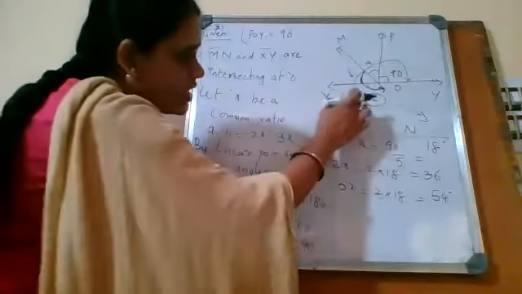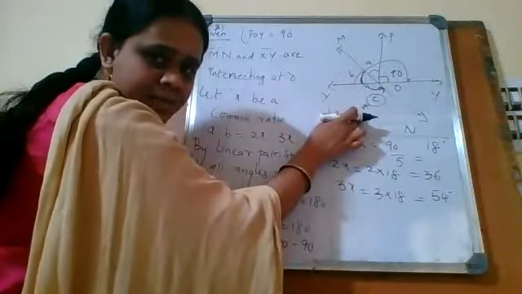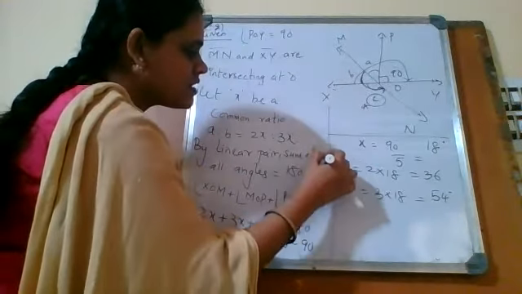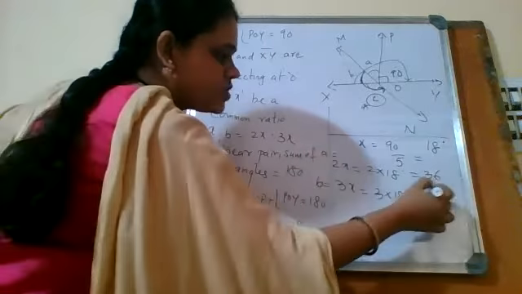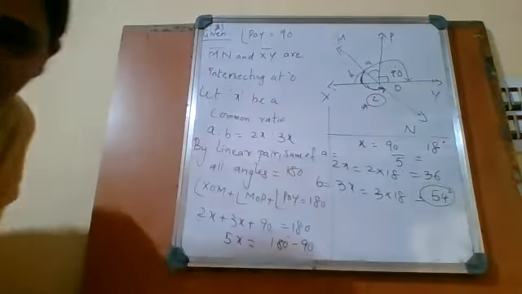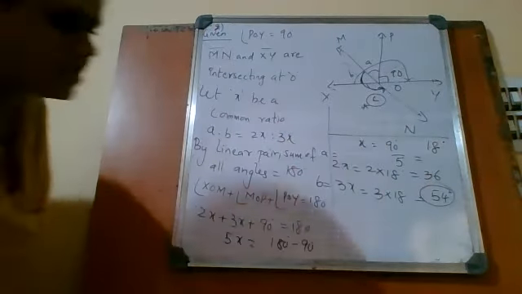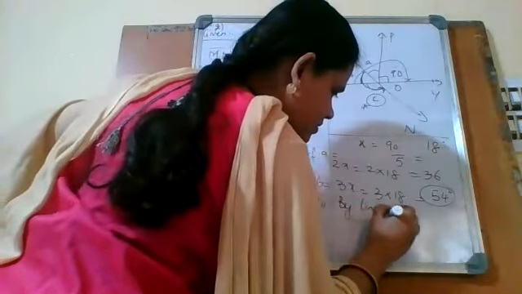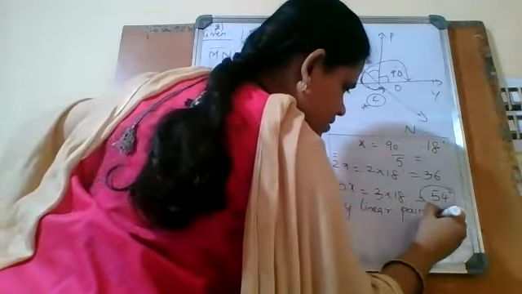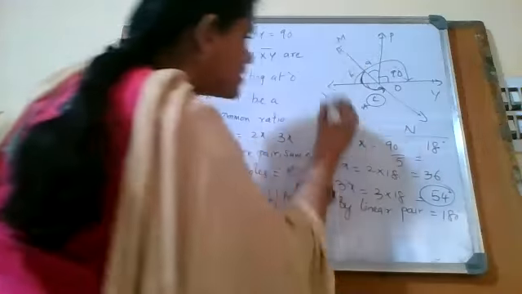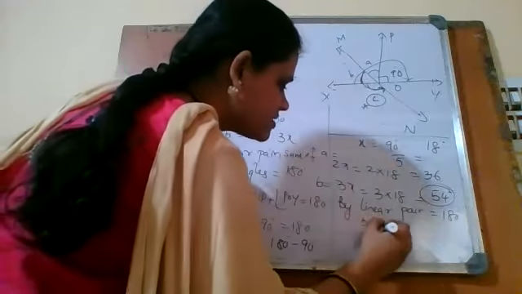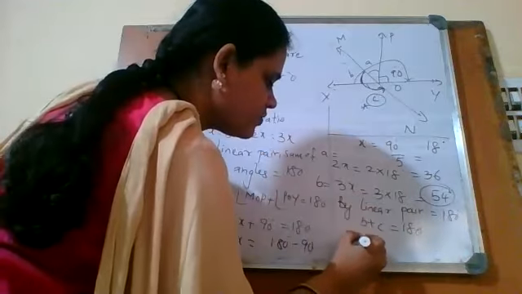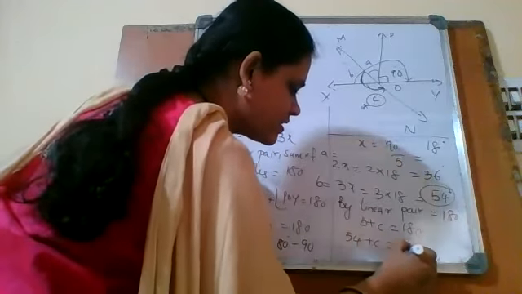Now angle B plus C is again a linear pair. We got B. B is this and A is this. B how much we got? 54 degrees. Again by linear pair, the sum should be equal to 180 degrees. So B plus C should be equal to 180 degrees. B is how much? 54 plus C is equal to 180 degrees.